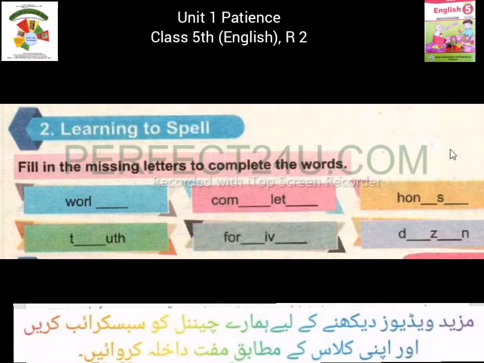Next is truth. So R is missing letter. So add or put the R letter in this blank. Next is forgive. G and E letters are missing, so put G in first blank and E in second blank. Next is dozen. O and E letters are missing, so in first blank put O letter and in next blank put E, so it will become dozen.